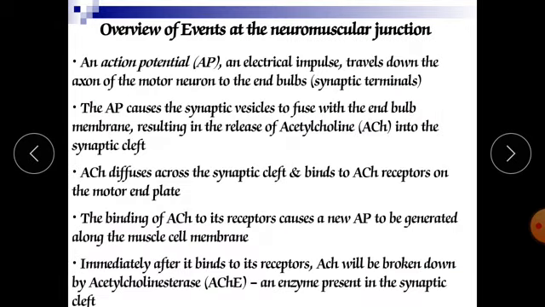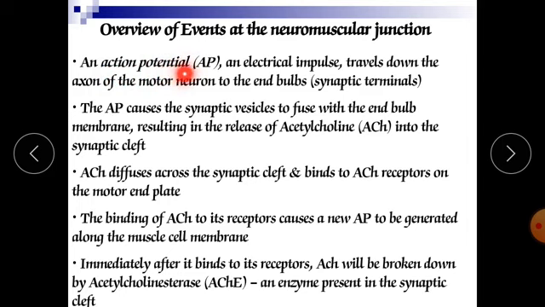Overview of the events at the neuromuscular junction. Now we will discuss what events occur at a neuromuscular junction. First is the action potential. What is an action potential? Action potentials are the process which occurs due to potential. That's why it is called action potential. It means the action which is carried forward by the influence of potential is called action potential.